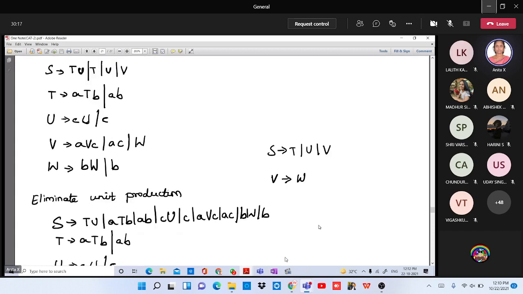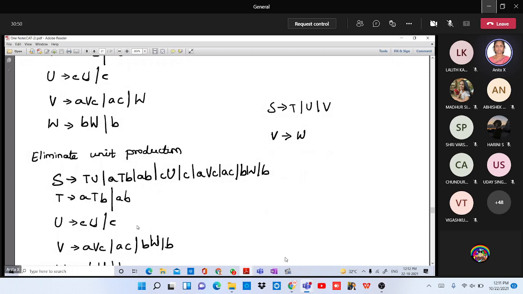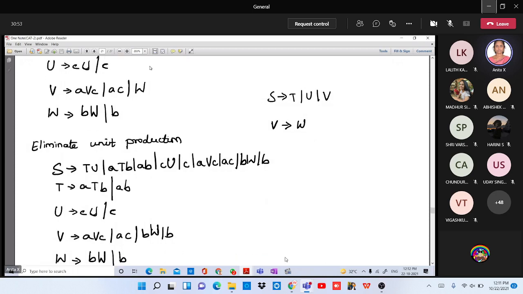Next is eliminating the unit production. What are the unit productions here? S derives T, S derives U, S derives V, and another unit production is V derives W. If I have to eliminate them, productions of T should be placed here, productions of U should be placed here, productions of V should be placed here. Again, V has a unit production, so first I have to eliminate this. Productions of W should be placed here instead of W.